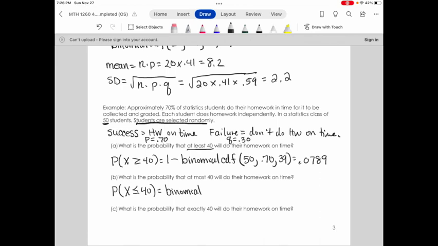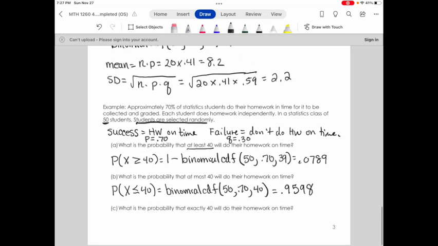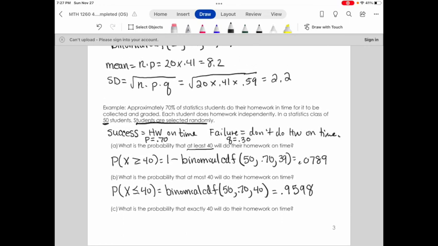So I'm just going to do binomial CDF, and I'm going to put in 50, 0.70, and I want the calculator to add up all the probabilities from 0 to 40, including 40. When we put that on the calculator, we should get 0.9598. In the last part, it says, what is the probability that exactly 40 will do their homework on time?